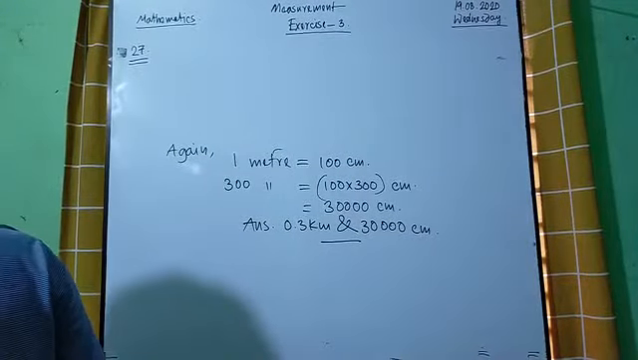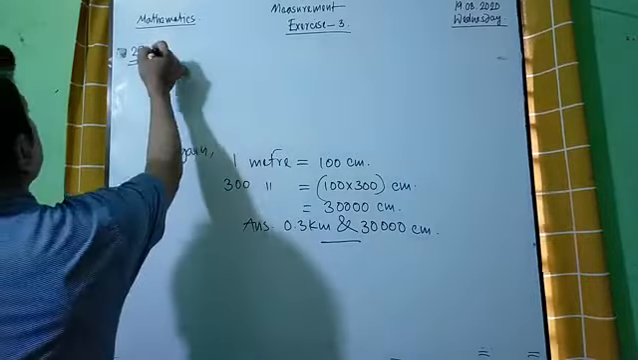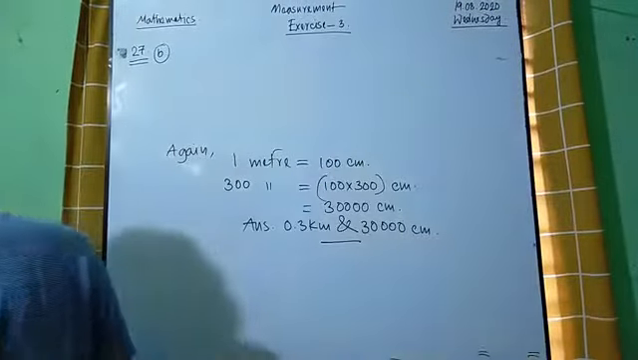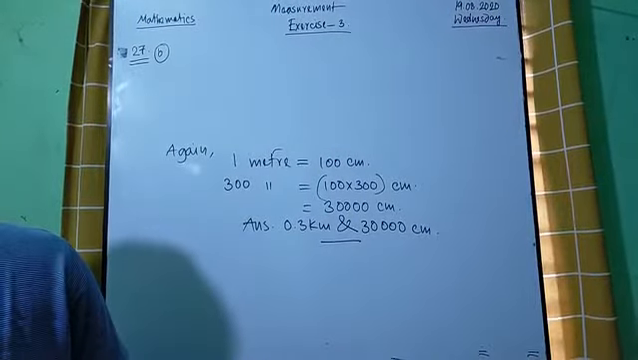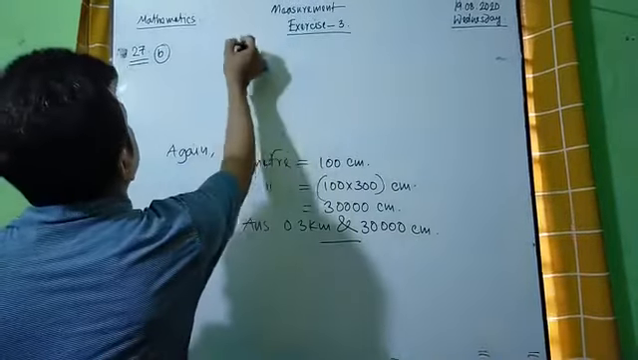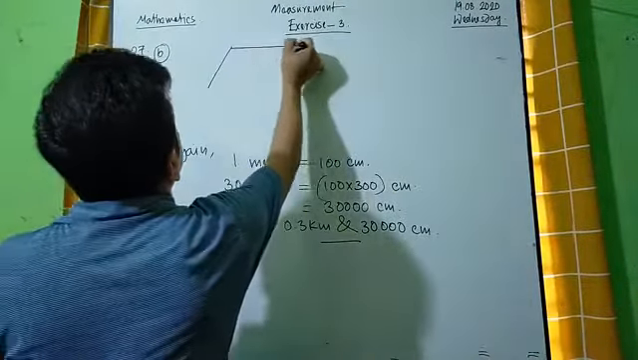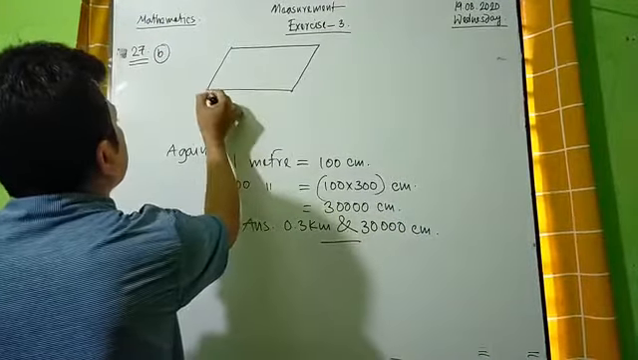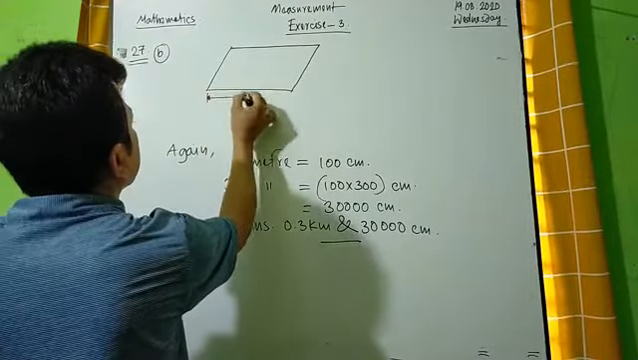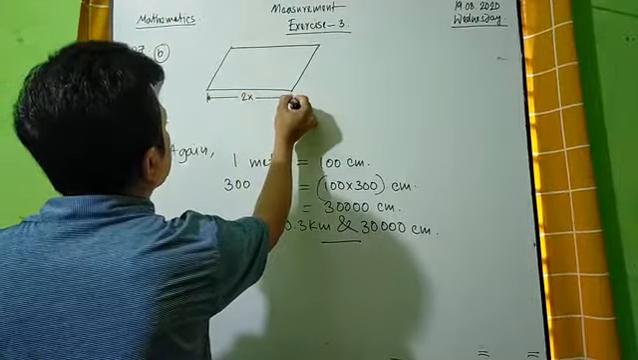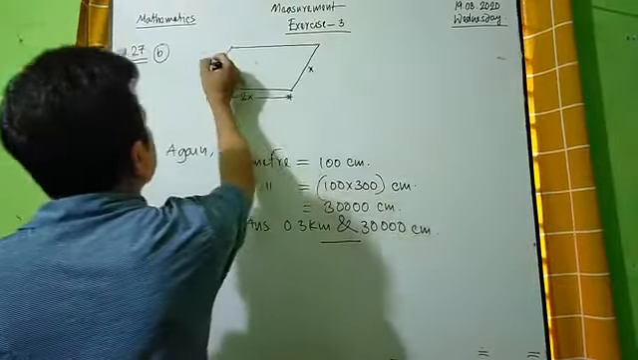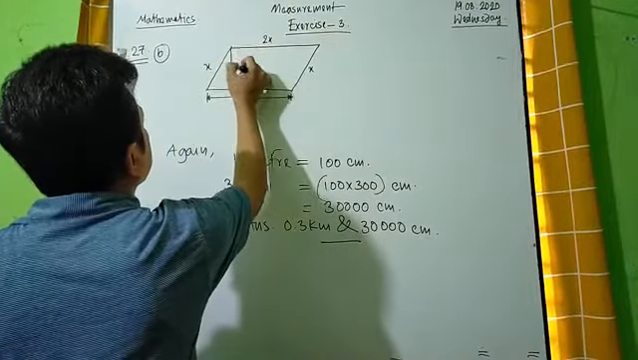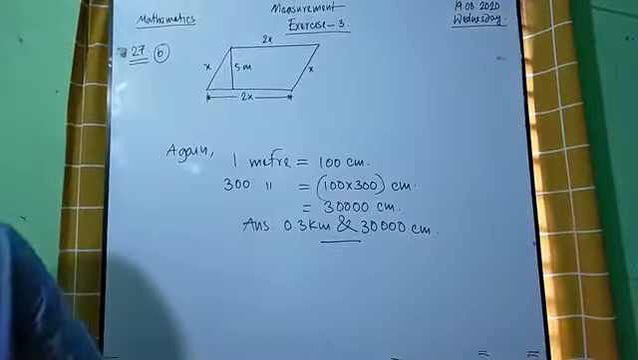Second question: how many square meter is the area of the parallelogram? So for part B, we are drawing the figure. This is the parallelogram we have been given. The base of the parallelogram is 2x, another side is x, and this side is also x. This side is 2x, and the height of the parallelogram is 5 meter. That's it.